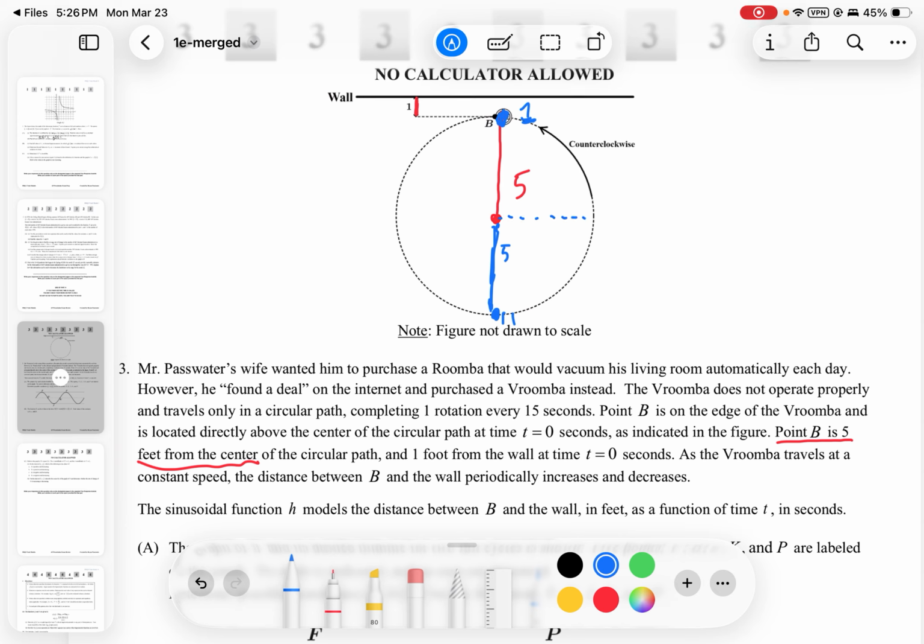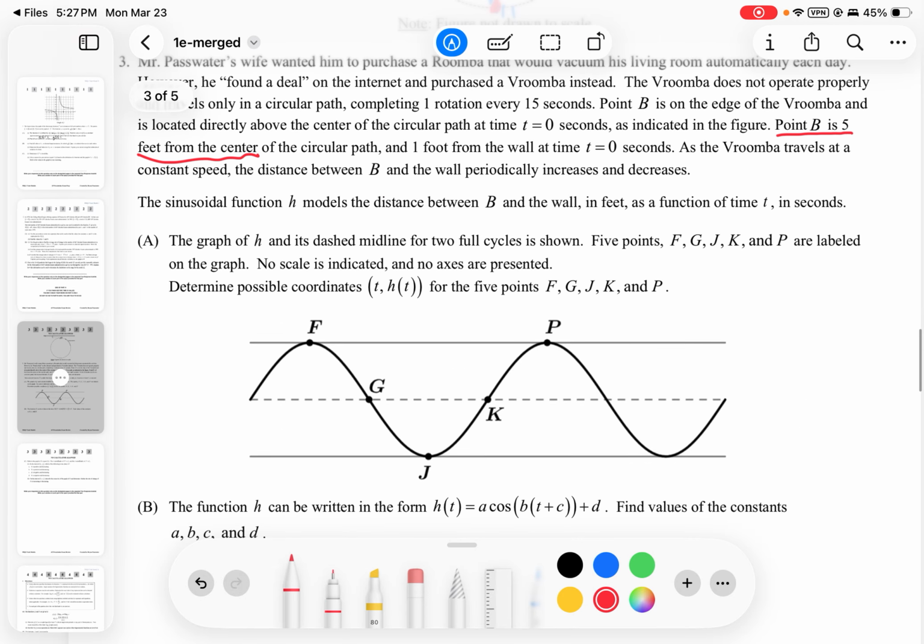Well, what about these points right here? It's 1 foot, then 5 feet, so these are 6 feet. And so you can kind of see this function. Here's the minimum distance from the wall, here's the maximum distance from the wall, and here's that midline at 6. FRQ 3 will always start where we have to fill out something like this.